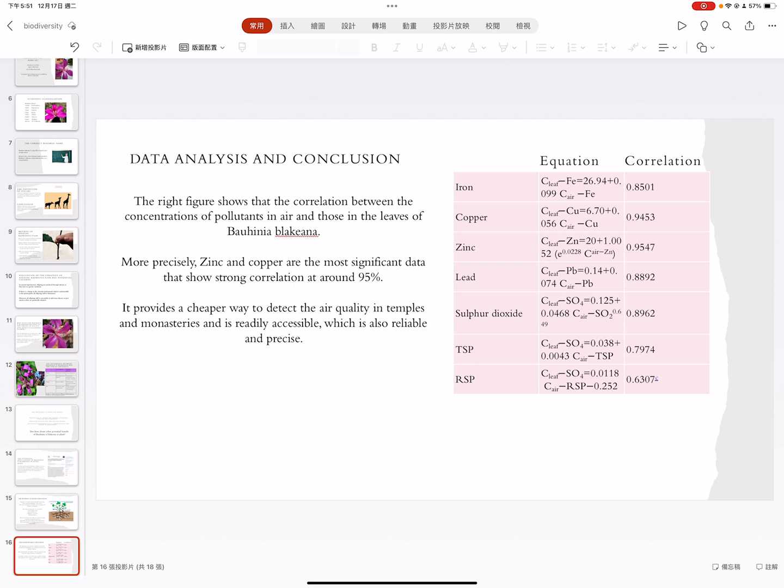It provides a cheaper way to detect the air quality in temples and monasteries. It is readily acceptable, and also reliable and precise.